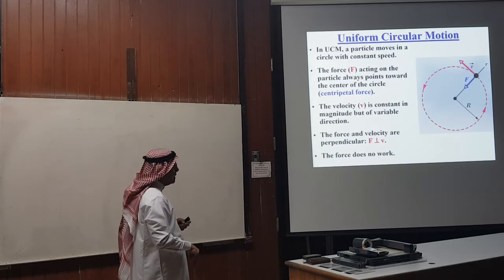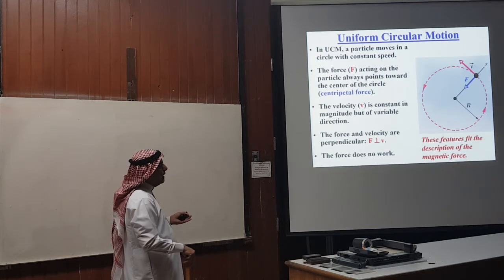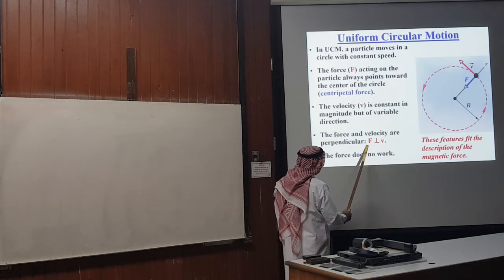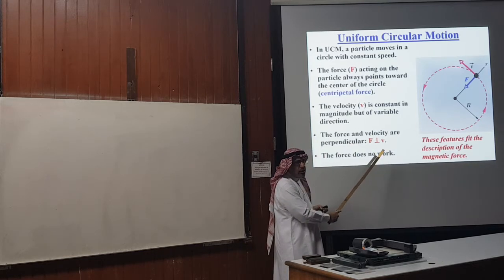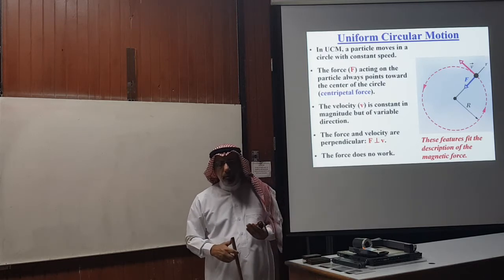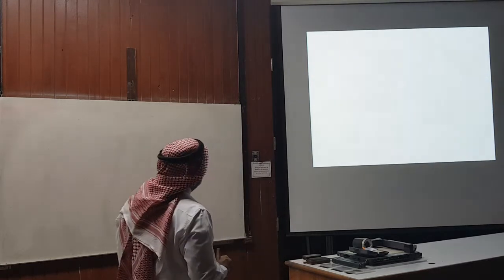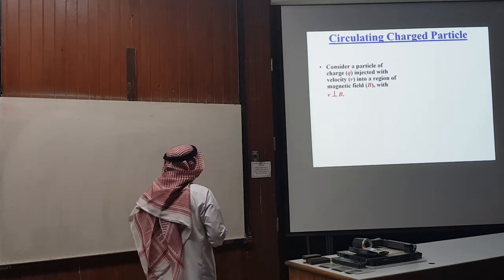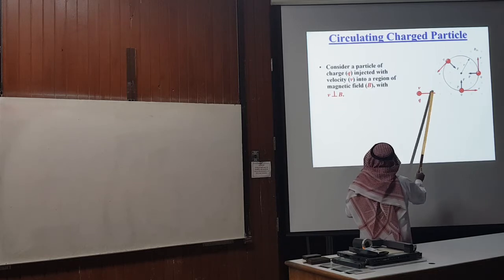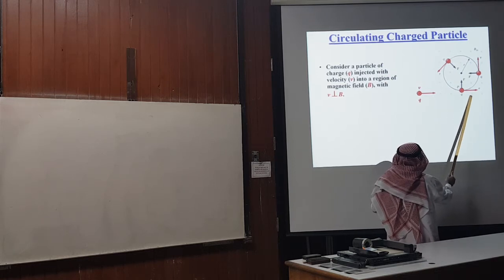Now, if you look at these features of uniform circular motion, you will find that they fit perfectly the description of the magnetic force. The magnetic force is perpendicular to the velocity, and it doesn't do any work like we discussed in the last lecture. So if you send a particle into a magnetic field with its velocity perpendicular to the field, then it will execute uniform circular motion. So here we consider a particle of charge Q. Here is the particle injected with velocity V into a region. This is the region of magnetic field. The magnetic field, as you can see from the process, is going into the page.